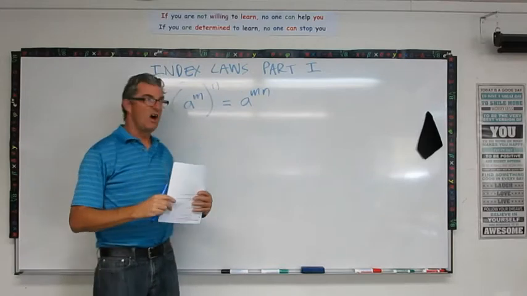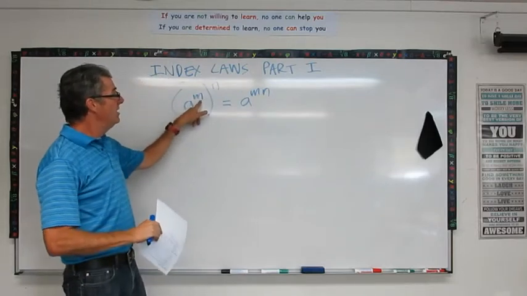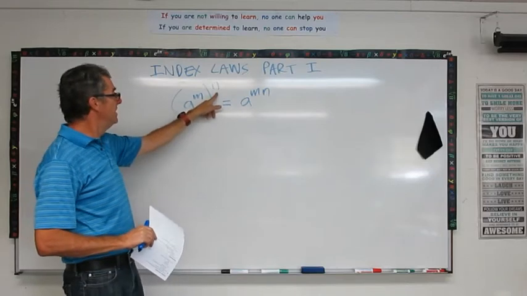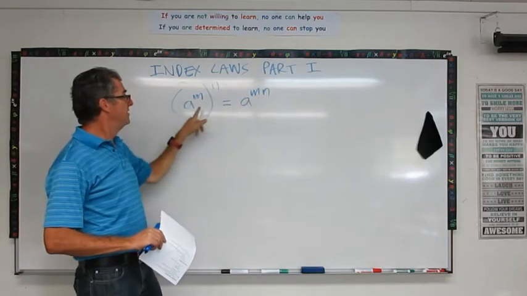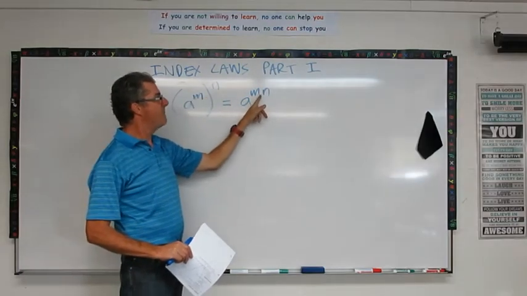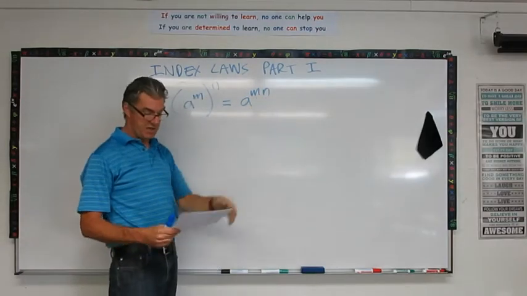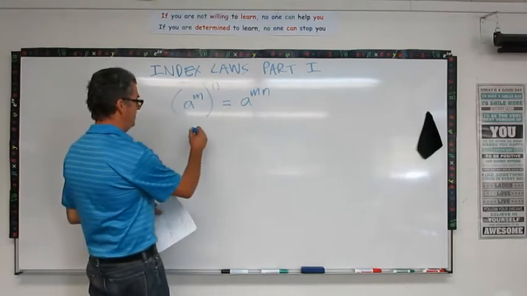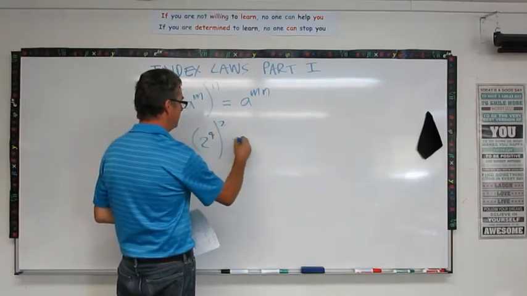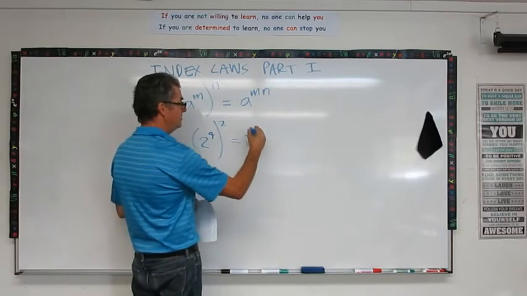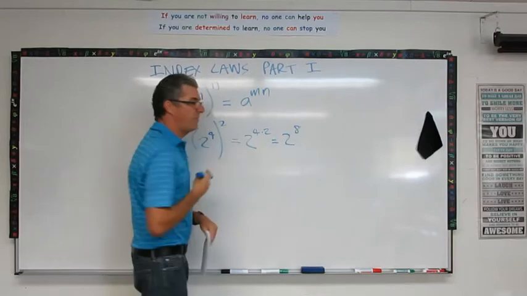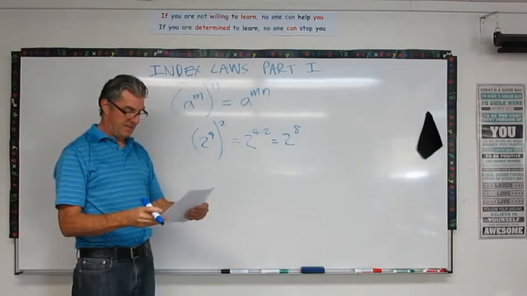Okay, our next law is when we have a power that's raised to a power. This is called power of powers. Now we multiply. So a to the m raised to the n is the same as a to the mn. Okay? Let's do an example. 2 to the 4 to the 2nd is going to be 2 to the 4 times 2, which is 2 to the 8th power. Okay? Let me give you one to try.